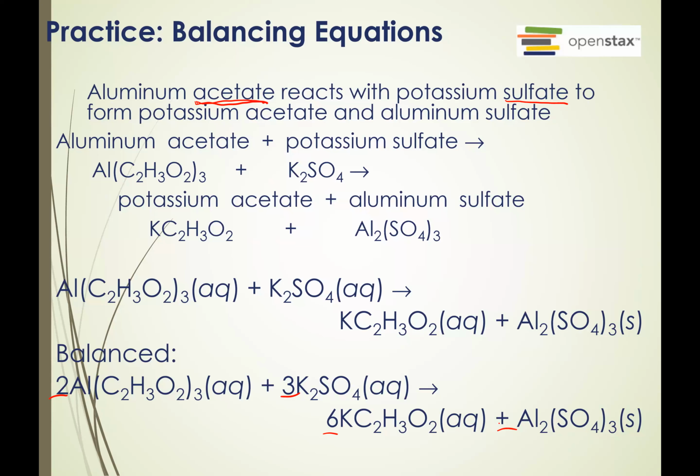Okay, so that's our balancing chemical equations. Again, the reason we balance is because we can't create or destroy matter. We have to have the same amount of matter, the same amount of atoms in the reactants as we do in the products. They're just in a different order. That's the chemical reaction. They're just in a different order.